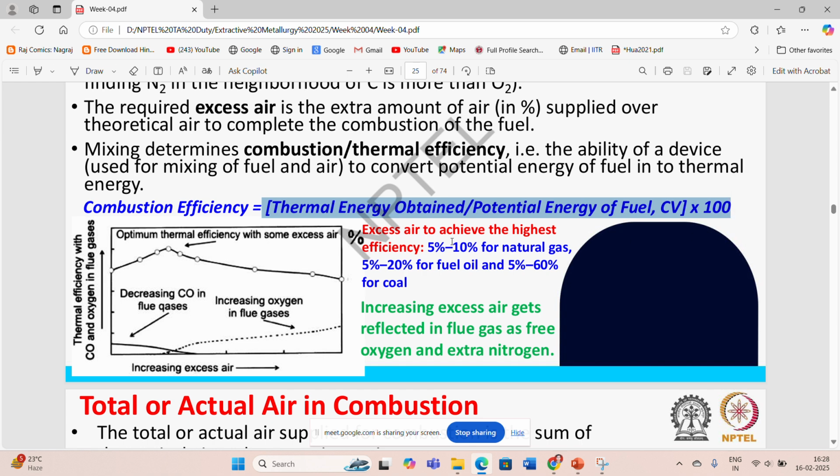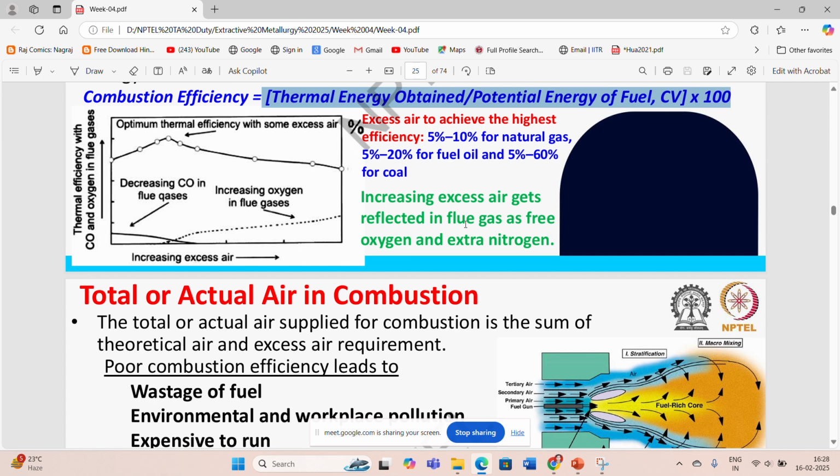Generally we go with 5 to 10% excess air for the proper combustion of natural gas, while in fuel oil it can increase up to 5 to 20%, while in the case of solid fuels it can go up to 5 to 60% as excess air. Increasing excess air gets reflected in flue gases as free oxygen and extra nitrogen, because oxygen is going to get consumed in combustion only in the stoichiometric amount.